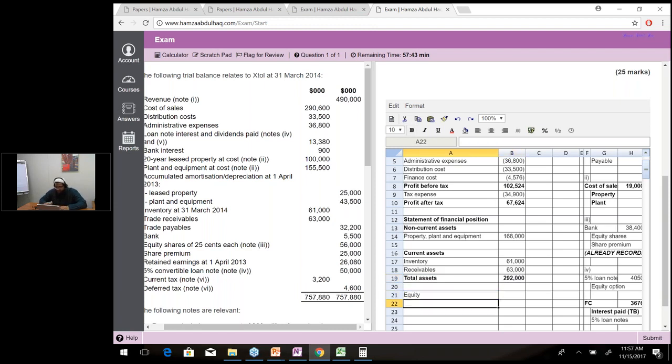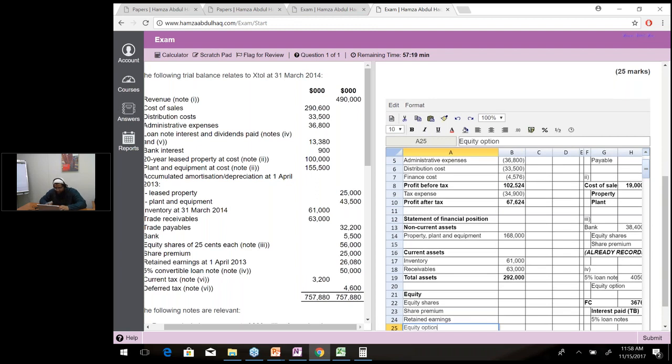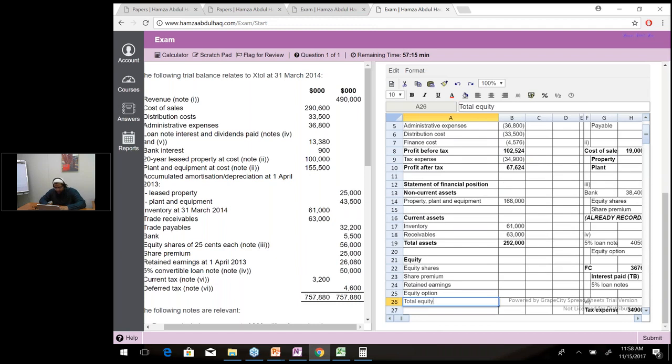And on the credit side, we have equity. Equity would include the equity shares, which were of 56,000. And then we have share premium. And then we have retained earnings. And we have the equity option. This will give us the total equity amount.